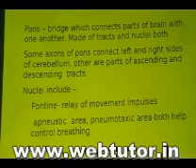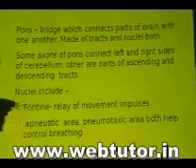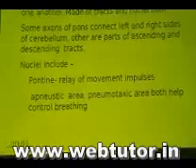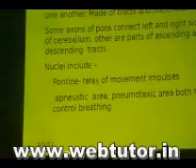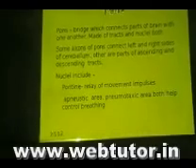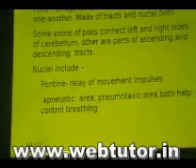Nuclei of the pons include the pontine nuclei, which relay impulses related to movement. We spoke of pontine nuclei in terms of cerebellum. The movement impulses from sensory organs go to the pontine nuclei and then it reaches the cerebellum. Also there are apneustic area and pneumotaxic area. These are present inside your pons only. They both help in controlling the breathing. They coordinate with the medullary rhythmicity center and control breathing.